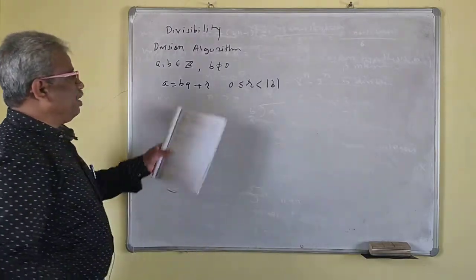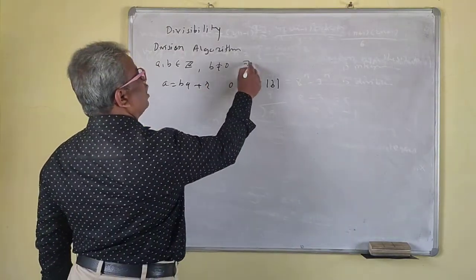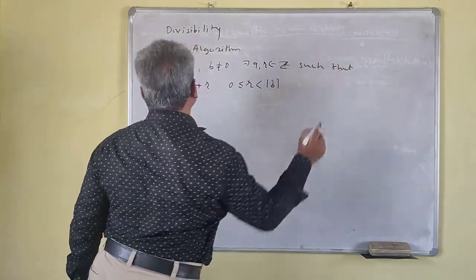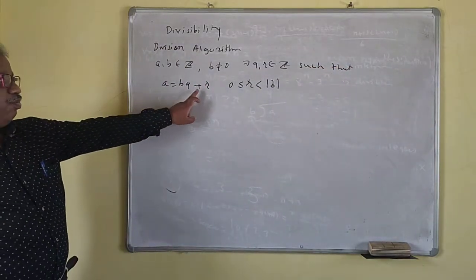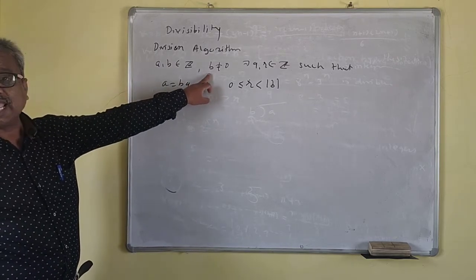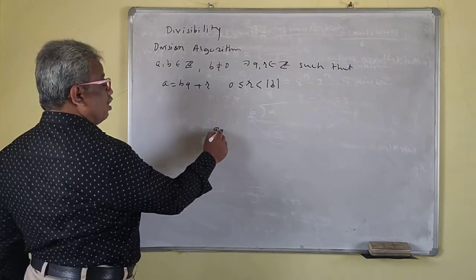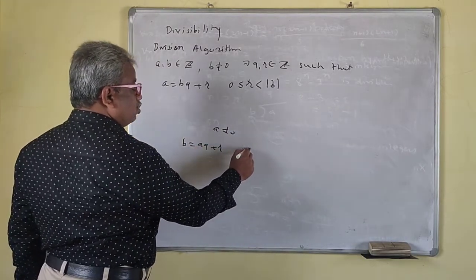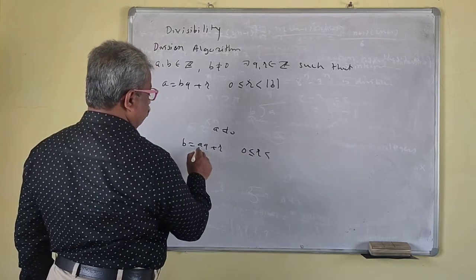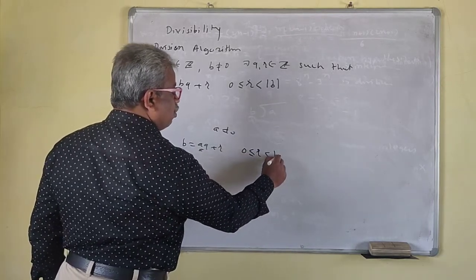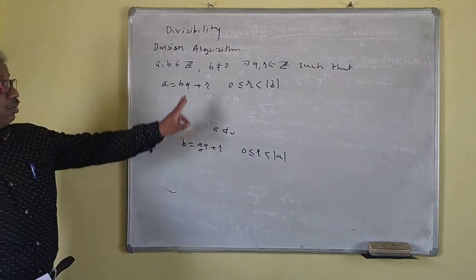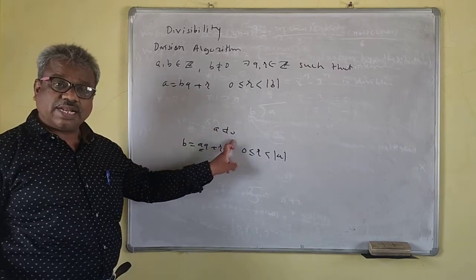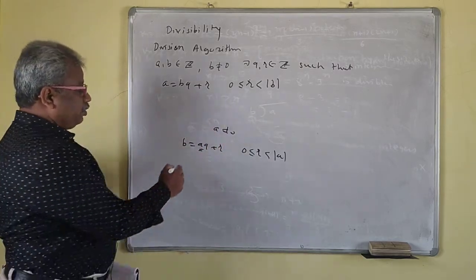For a and b, b not equal to 0, there exist q, r belongs to Z such that a is equal to bq plus r. If they are saying that a not equal to 0, then you have to write b is equal to aq plus r, where 0 is less than or equal to r is less than mod a.